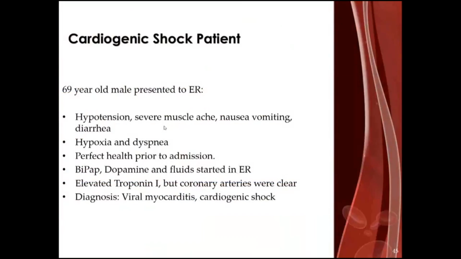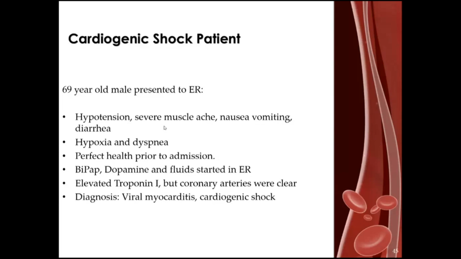And now we're getting back to the patient that I told you in the beginning was a very special patient to me. He was a 69-year-old male that presented to our ER. He had hypotension, severe muscle ache, nausea, vomiting, and diarrhea. He was hypoxic and dyspneic. He was actually in perfect health prior to admission. So he ended up on BiPAP. They gave him fluids, and they started dopamine on him in the ER.